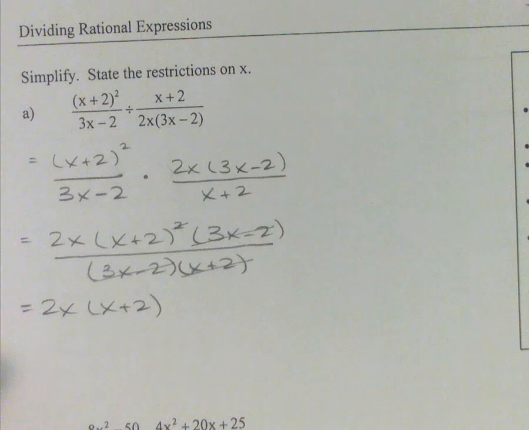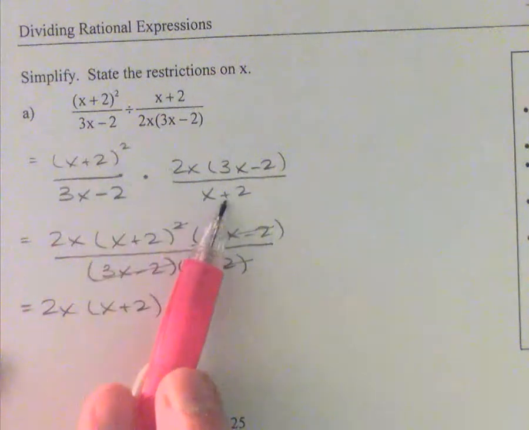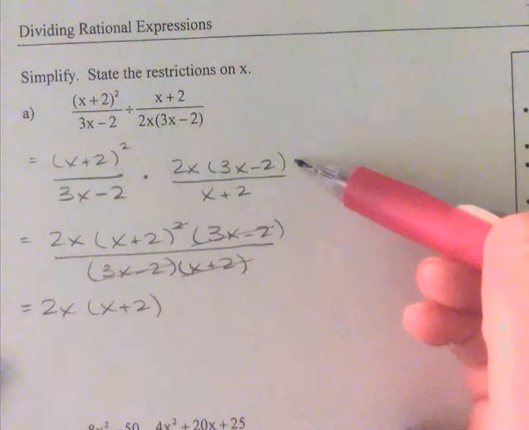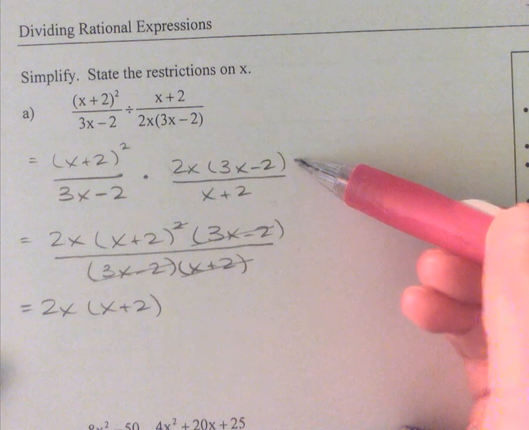Still need to state restrictions. Restrictions are stated on the denominator of the original function, or anything that is or was a denominator. So we need to be careful with division because it creates new denominators. So there's a denominator here, there's one here, but this was also a denominator. So restrictions also need to be stated on this.